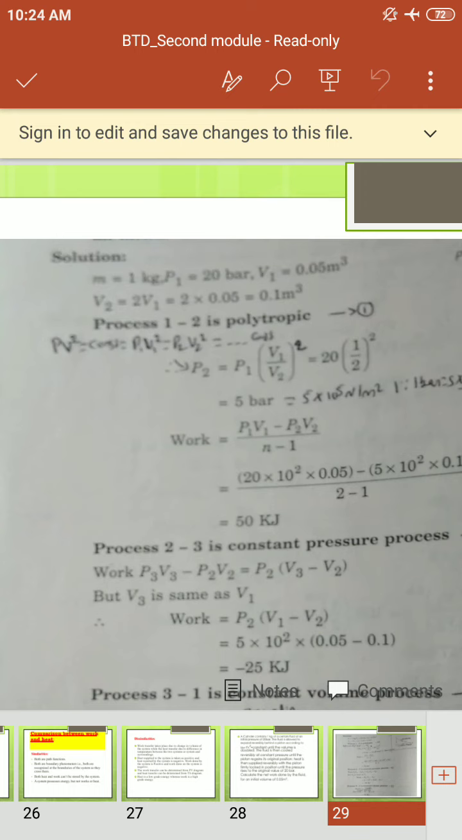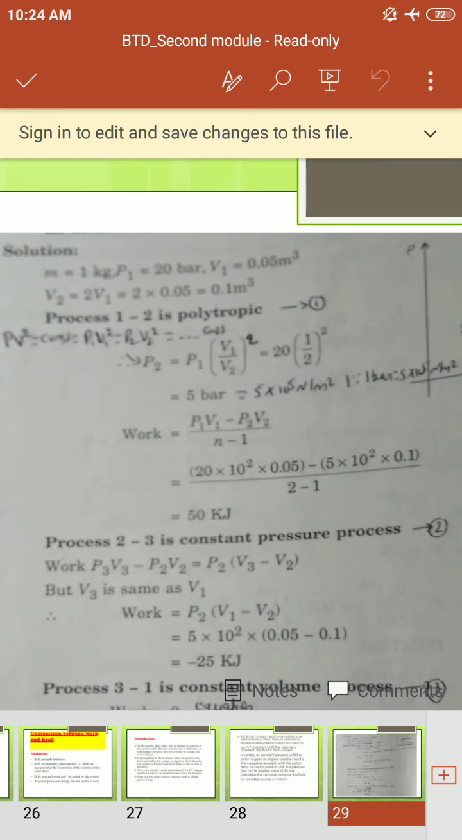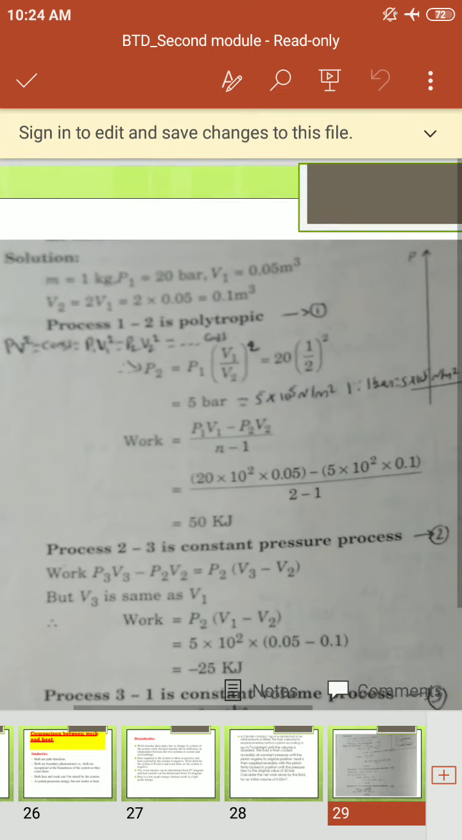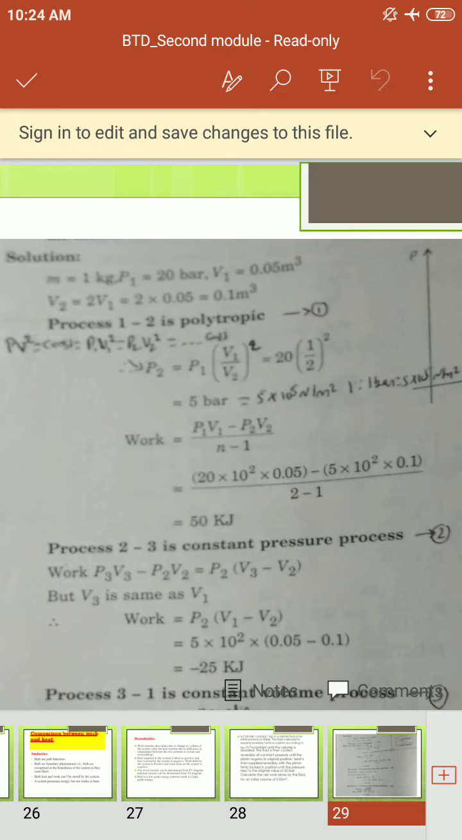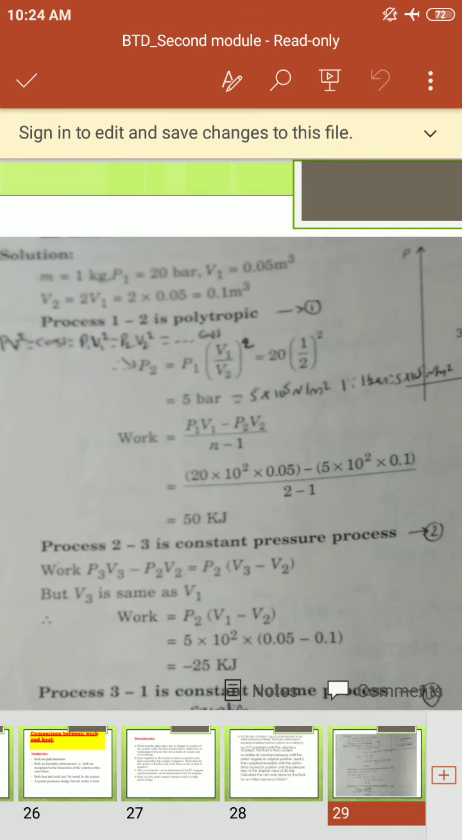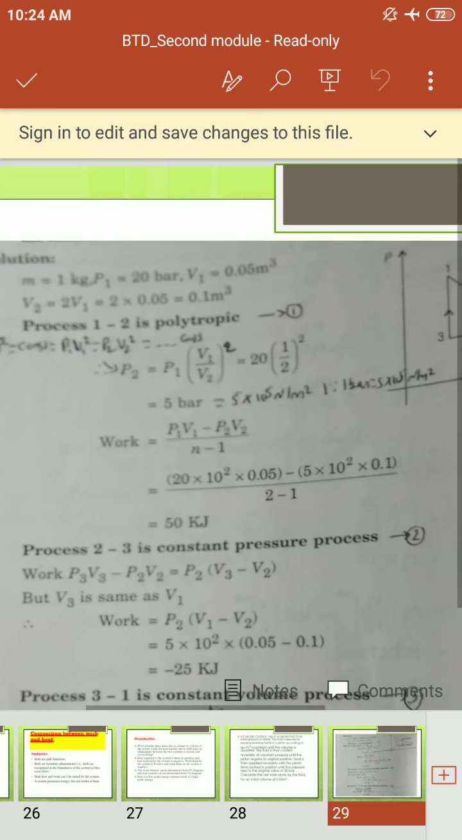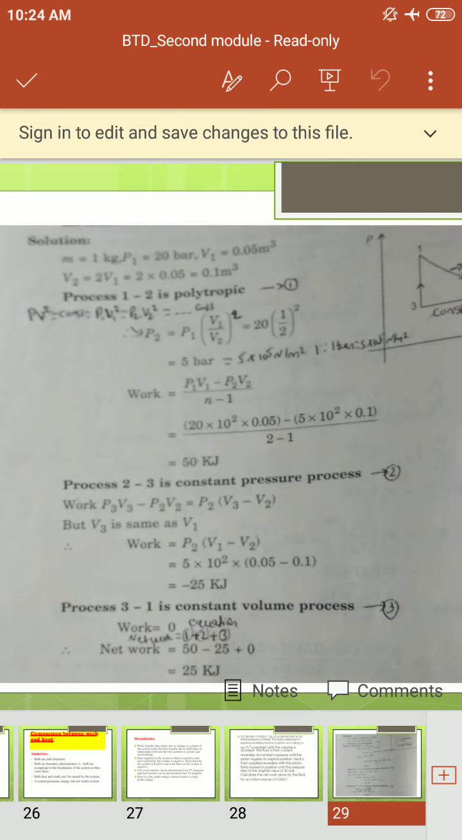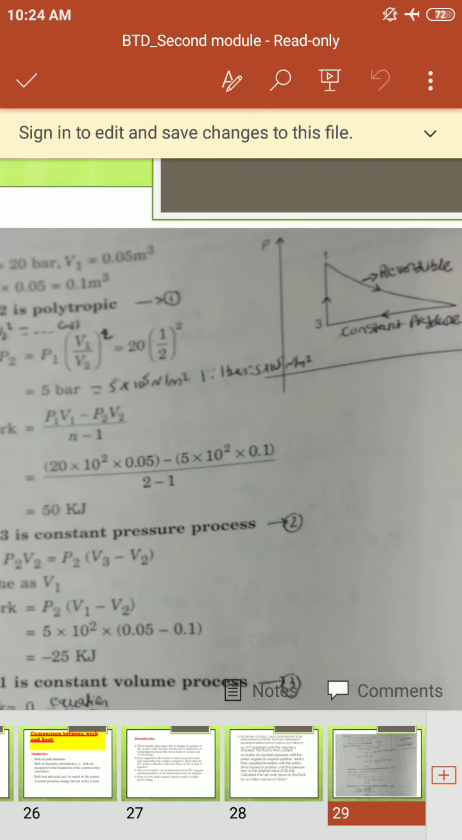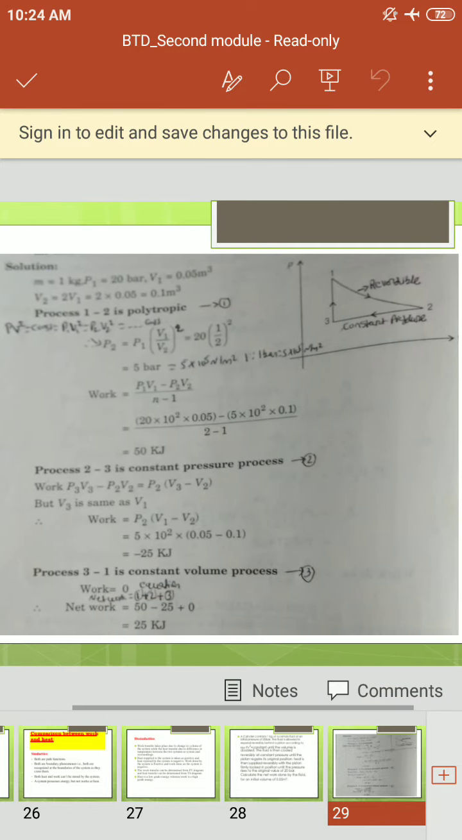That equals 20 into, P1 is given as 20 bar, 20 into V1, which is 0.05 meter cube. Okay. That V1 by V2 is 0.05 by 0.1, simplifying, V1 by V2 is 1 by 2. You simplify and get it raised to 2. Therefore, after simplifying you get P2 as 5 bar. 1 bar equals 10 raised to 5 Newton per meter square. Therefore, here I will write 5 into 10 raised to 5 Newton per meter square.